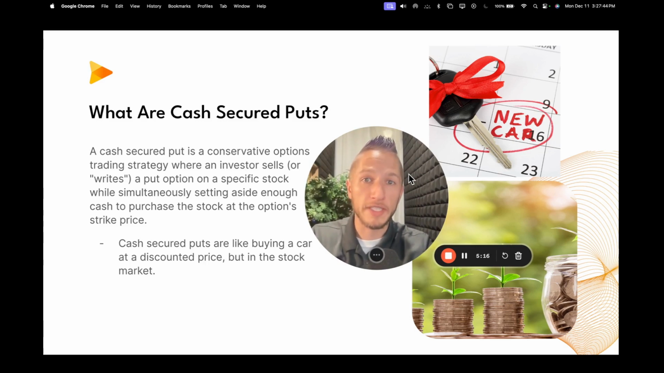Now, a real world example of this would be like you going out and buying a car, but you're hoping to buy it at a discounted price, but we're comparing this to the stock market. Hopefully this real world example will help explain.